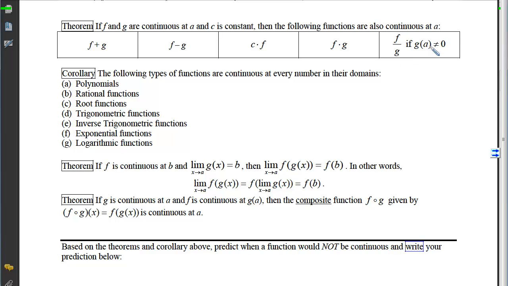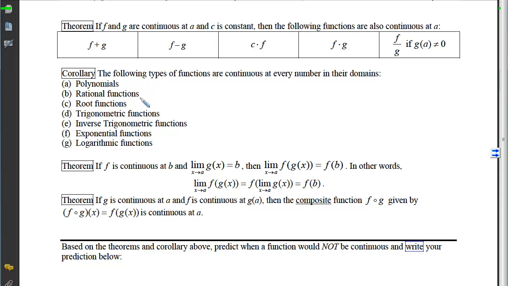Remember, domain problems occur when you try to divide by 0, when you try to take the even root of a negative number, or when you try to put a non-positive inside logs. So if all of these are behaving well, that means they don't have any of those domain problems. So as long as we don't divide by 0, then this quotient will also work for us and be continuous. Now the upshot of this is that if I take any polynomial, then I can do whatever I want with it and it'll still be continuous.